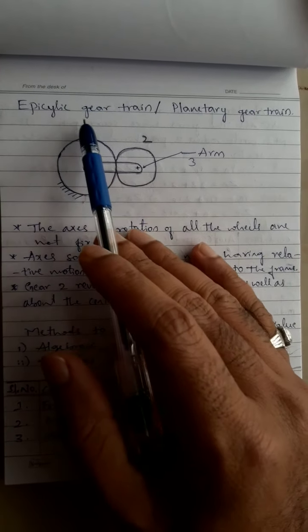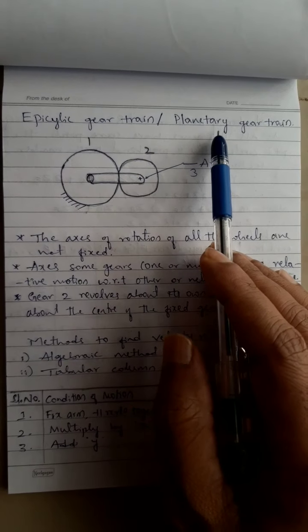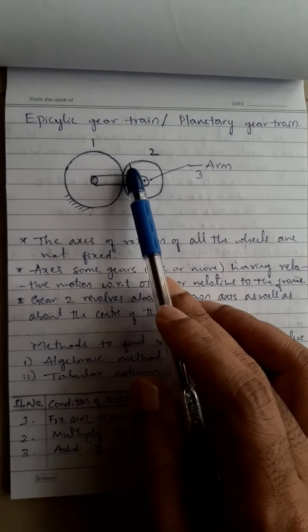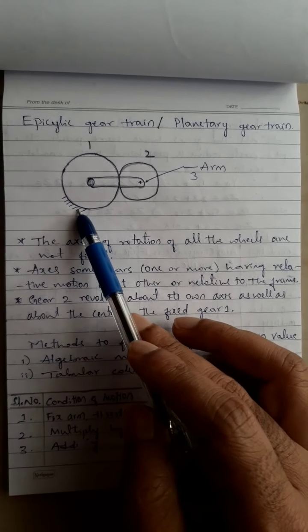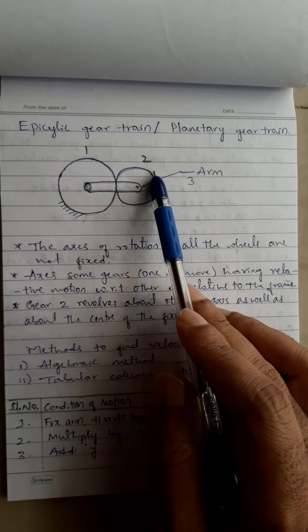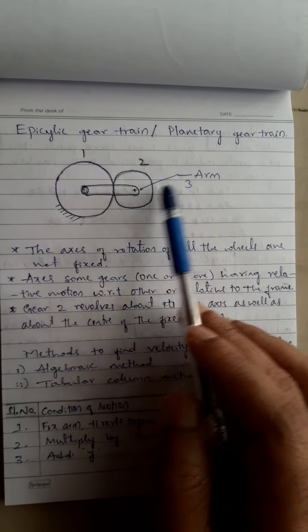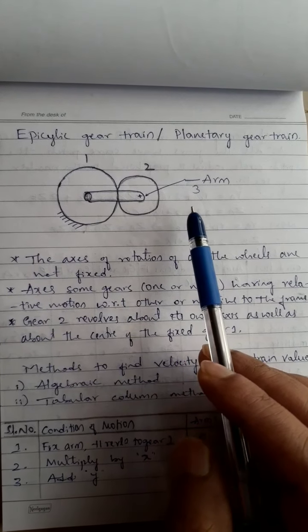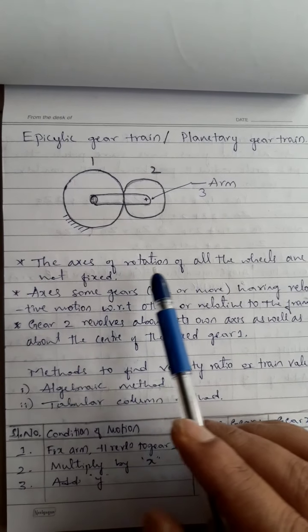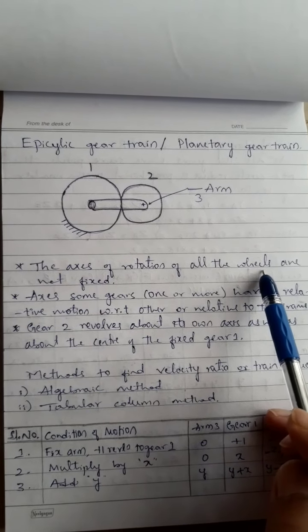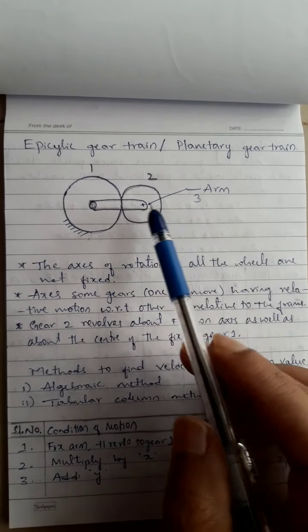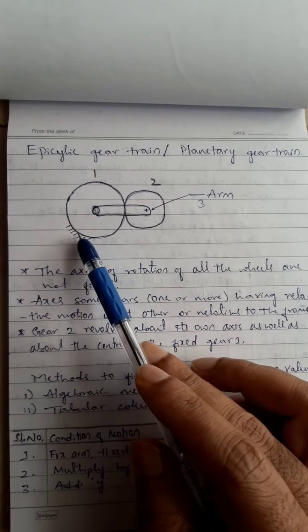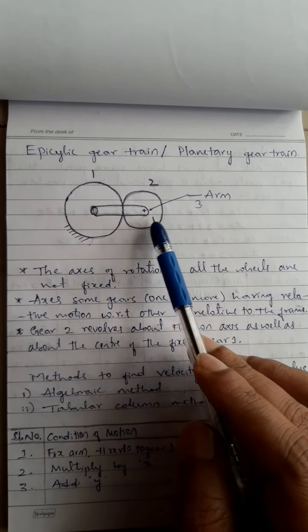Next we have the epicyclic gear train, which is also known as planetary gear train. So this is the gear train arrangement that we have. Gear 1 is fixed, and gear 2 is connected with the arm 3. The main feature of the epicyclic gear train is that the axes of rotation of all the wheels are not fixed. Here you can see that in the arrangement only the axis of rotation of wheel 1 is fixed, whereas wheel 2 is not fixed.